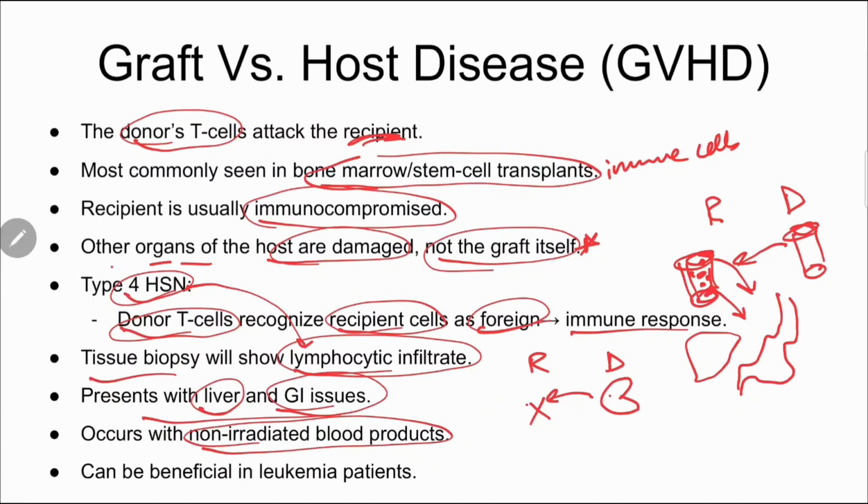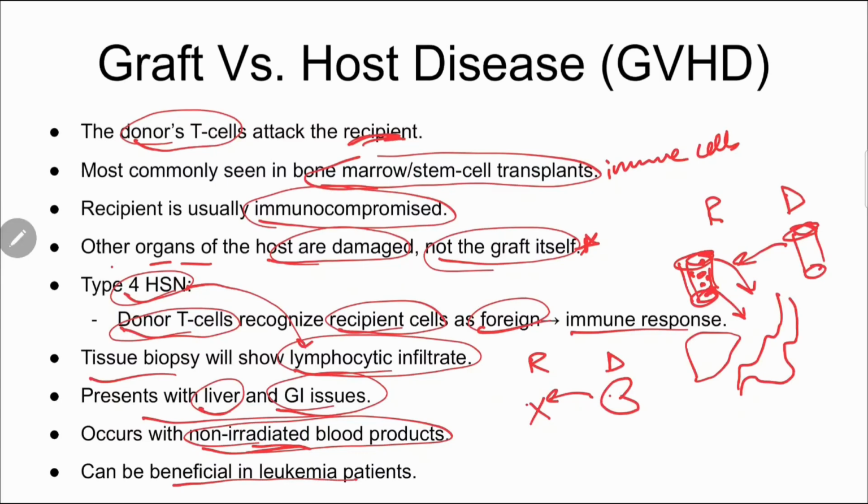So whenever we want to transplant a bone marrow from a donor to a recipient, we always want to irradiate it, right? The reason being because we want to eradicate the immune cells that are inside the bone marrow so that they don't attack the recipient. But sometimes it can be beneficial in leukemia patients.